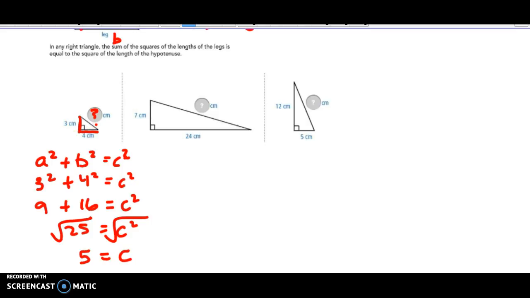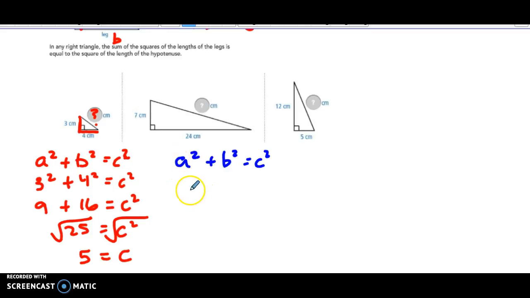Okay, now you are going to try this one. So we're going to start by writing the formula. A squared plus B squared equals C squared. Again, I need to check, is this a right triangle? It is, so I can use the Pythagorean theorem.